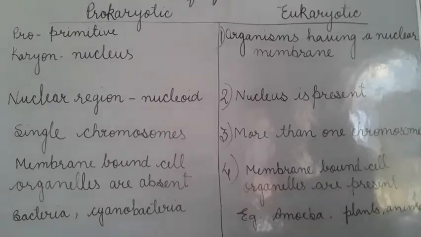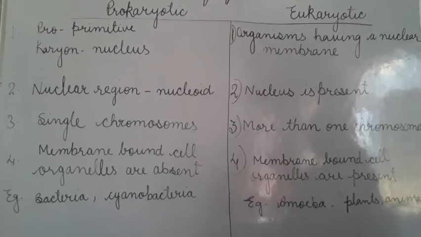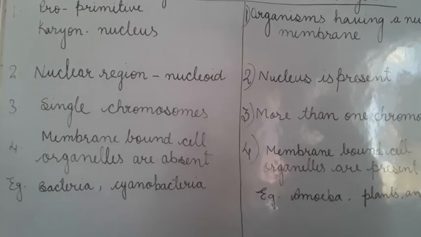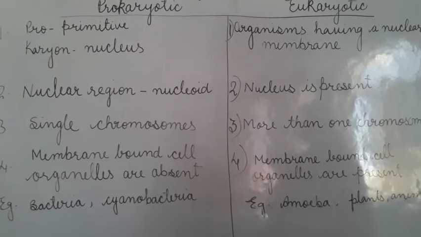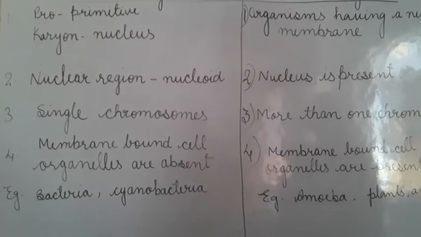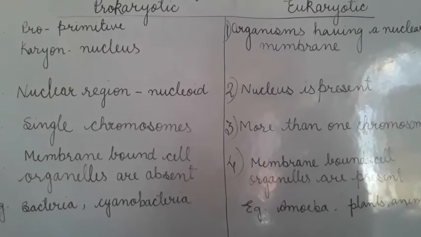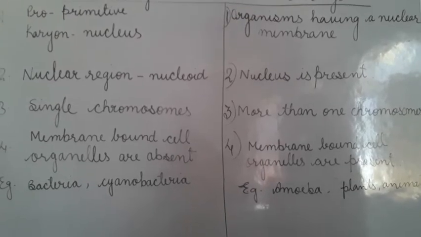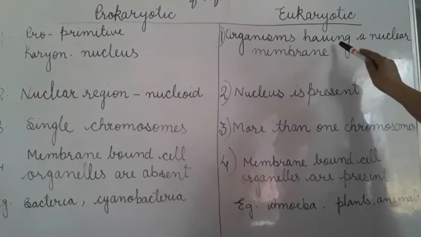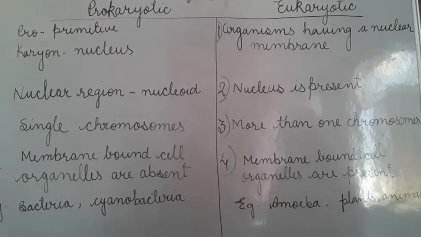And there are some bacteria in which the nuclear region is poorly developed. Poorly developed means they do not have a membrane bound nucleus. These cells are called prokaryotic cells. Pro means primitive, karyon means nucleus, meaning they do not have a well defined nucleus surrounded by a nuclear membrane. So these organisms are called prokaryotic organisms and these cells are called prokaryotic cells. Organisms which have a nuclear membrane are called eukaryotic, and that cell is called a eukaryotic cell.